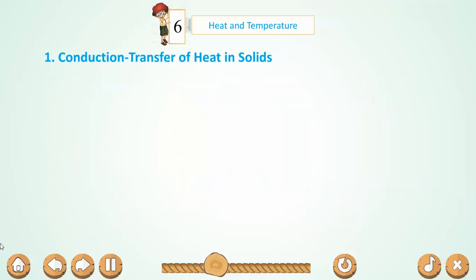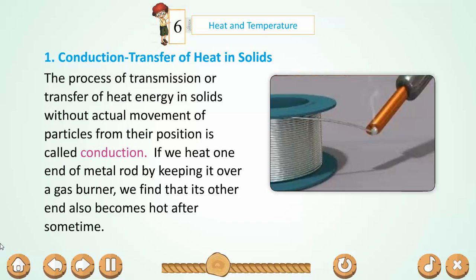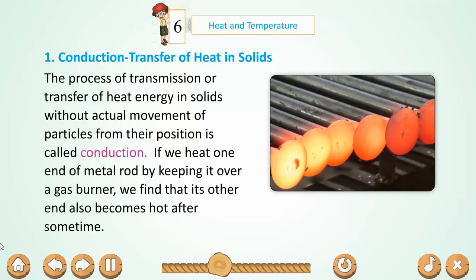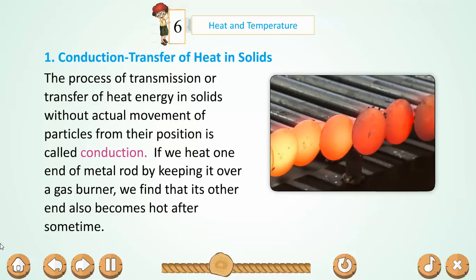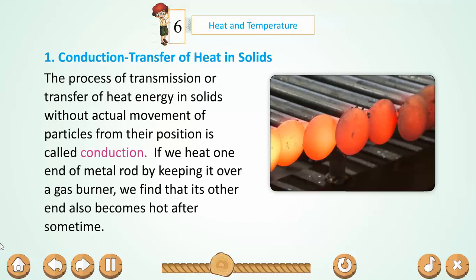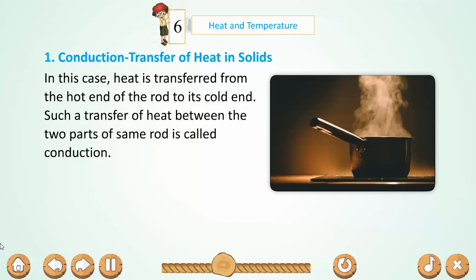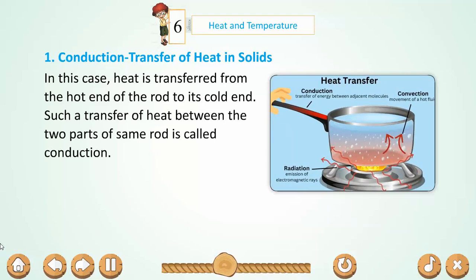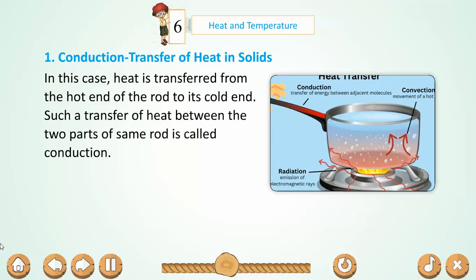First, conduction, transfer of heat in solids. The process of transmission or transfer of heat energy in a solid without actual movement of particles from their positions is called conduction. If we heat one end of a metal rod by keeping it over a gas burner, we find that the other end also becomes hot after some time. In this case, heat is transferred from the hot end of the rod to its cold end. Such a transfer of heat between two parts of the same rod is called conduction.